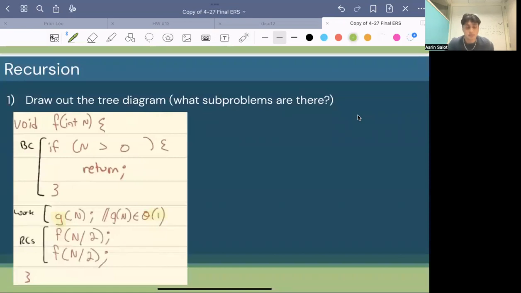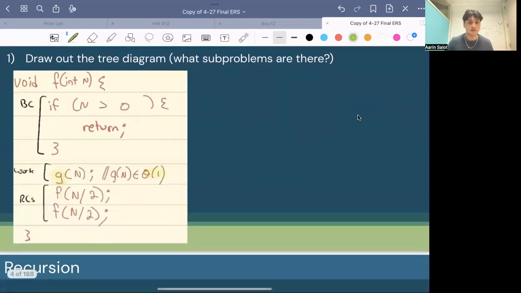The first step is that we take a look at our function's body and try to determine where our recursive calls are. In this case, we have a function f. It has a base case over here, some work being done in our function g of n, and two recursive calls over here at the bottom. Using our recursive calls, we're going to draw a tree diagram with every single node in our tree representing a function call, and we're going to put our input within that node.